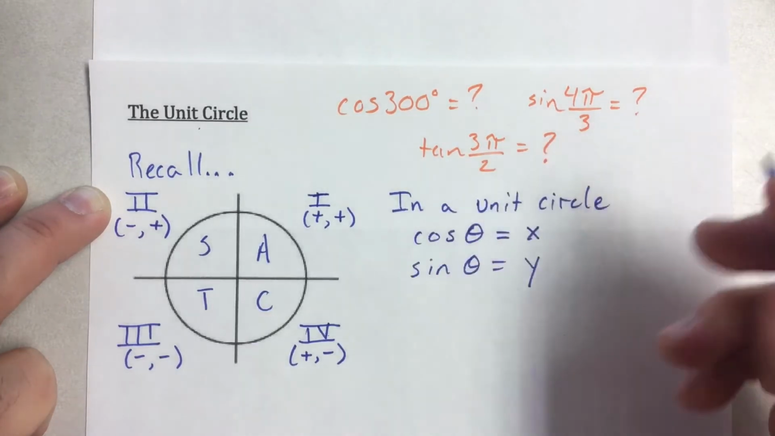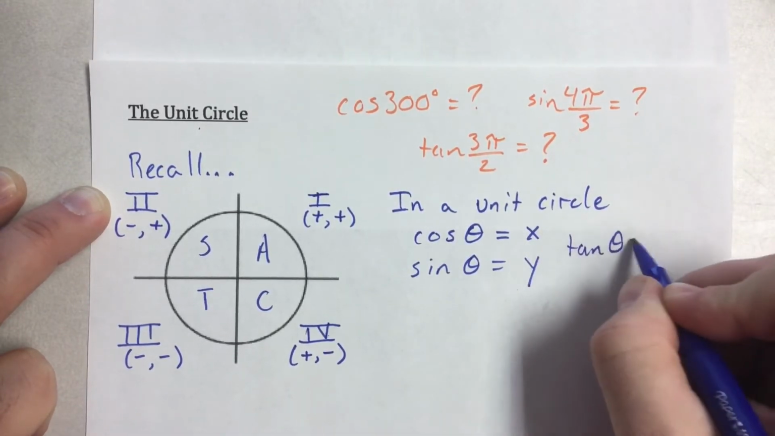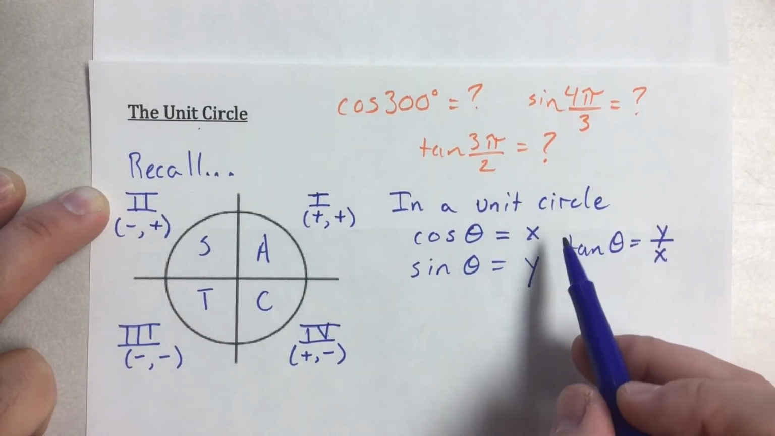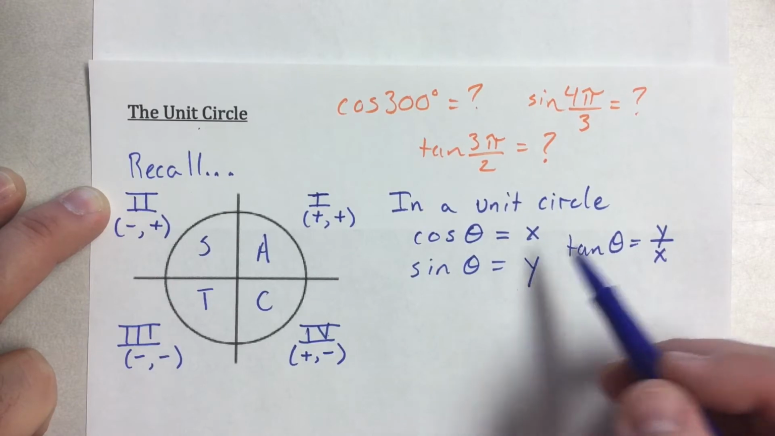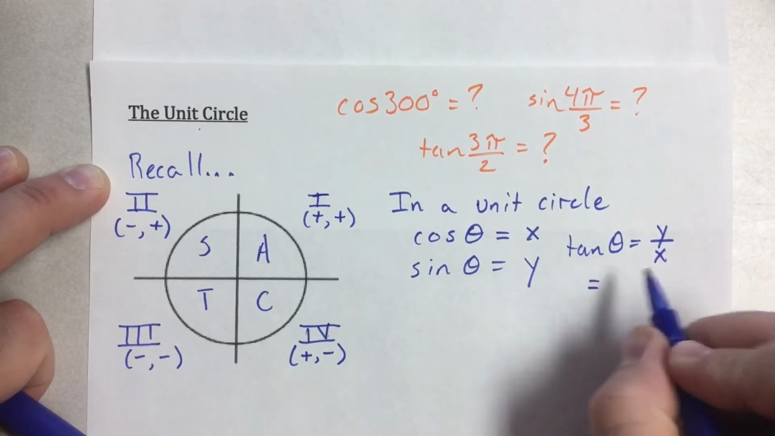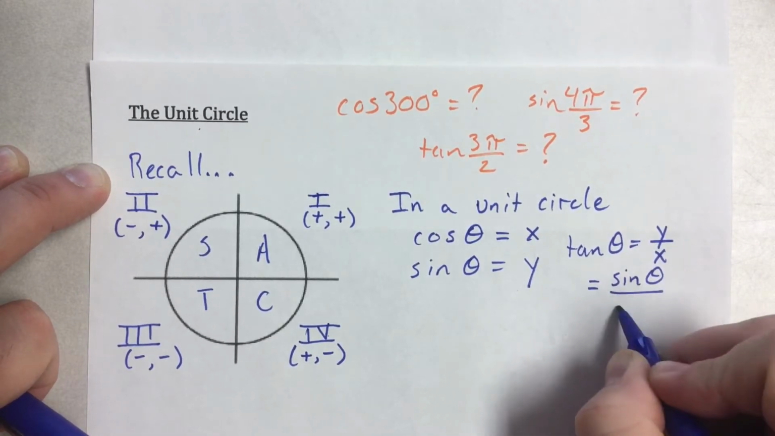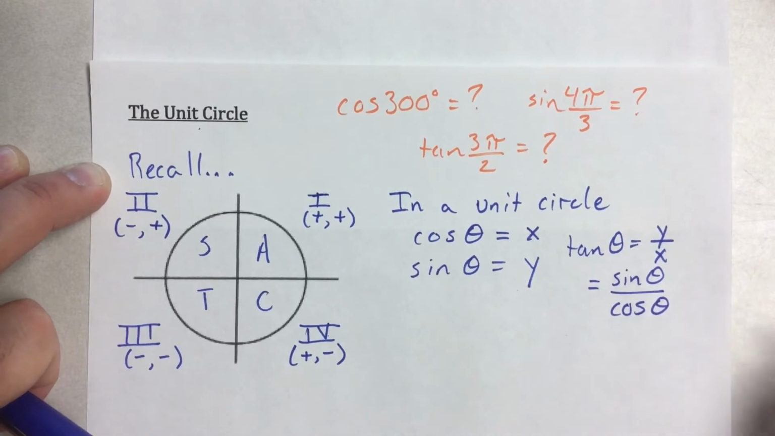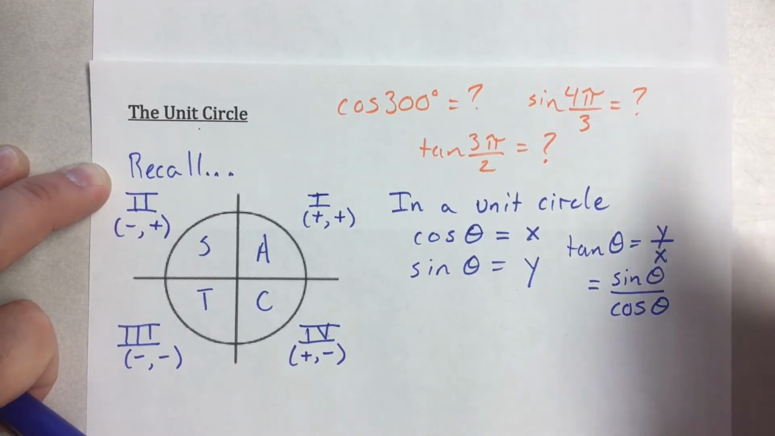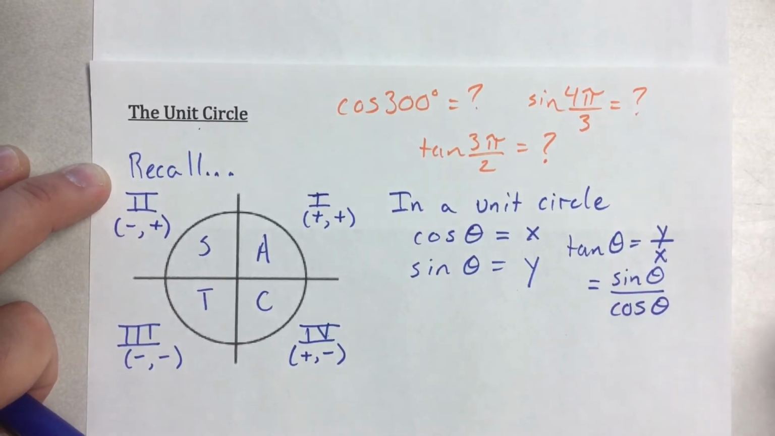And then with that, we know that tangent is y divided by x. But this is interesting. If sine of theta is y and cosine of theta is x, could we not say tangent of theta is actually sine of theta divided by cosine of theta? That's actually what we call a quotient identity. The tangent can be written as sine divided by cosine.